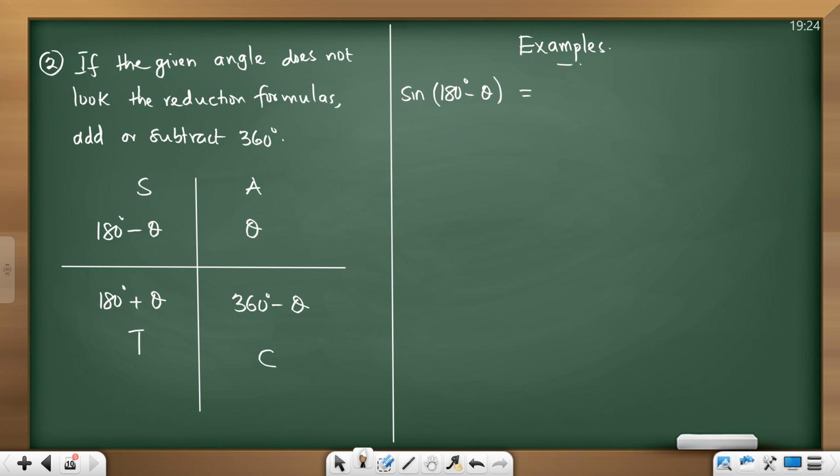180 minus theta, where are you seeing it? Which quadrant? Is it 1, 2, 3, or 4? I need you to respond. 180 minus theta. Rosemary says it's in quadrant number 2.